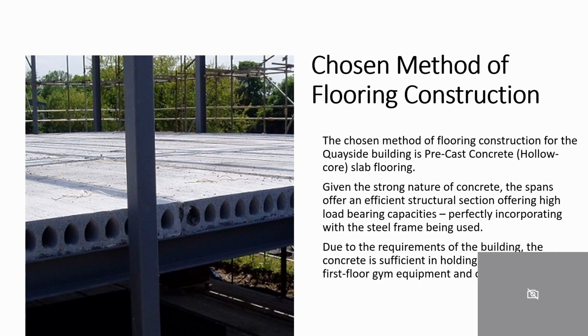So the chosen method of flooring for the quayside tower is precast concrete hollow core slab flooring. This is a pre-stressed concrete element that incorporates a continuous void in order to reduce the overall weight of the flooring. Due to the strong nature of concrete, the spans offer an efficient structural section, offering high load-bearing capacities, perfectly incorporating the steel frame being used. Due to the requirements of the building, the concrete is sufficient in holding the load of the first floor gym equipment and office spaces.